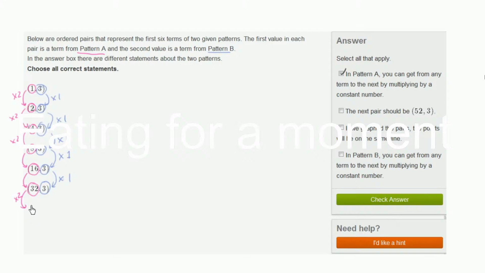32 times 2 is 64. And then if we say that this is 1 times the previous term, we're just going to get a 3 again. So it should be 64, 3 should be the next one. They say the next pair should be 52, 3. So that's not right. If we graph the pairs, the points will be on the same line.